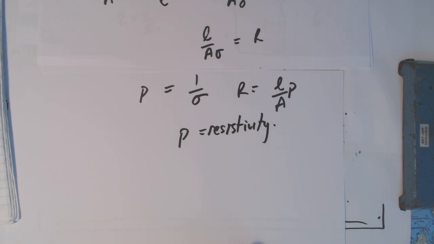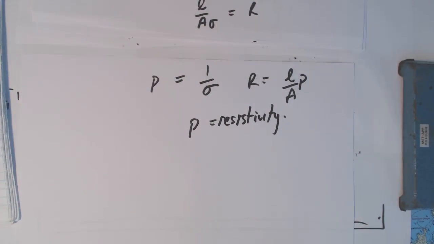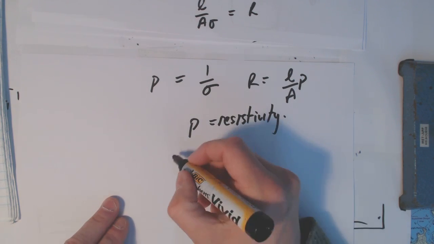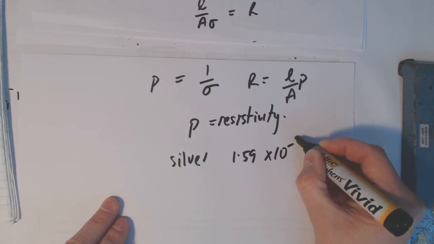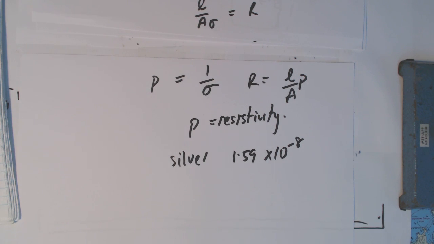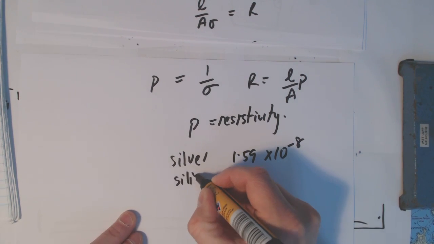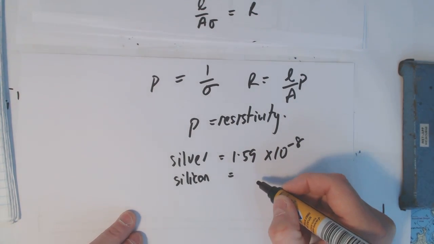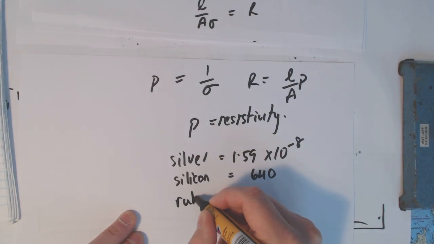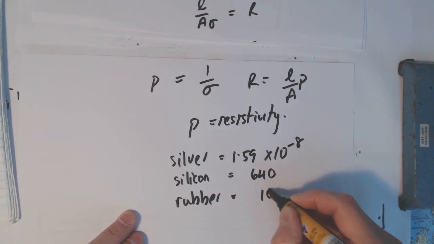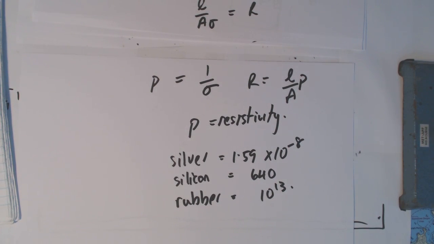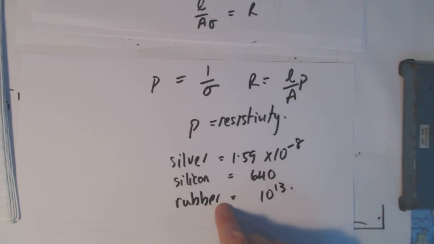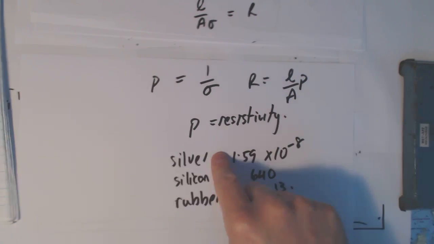And basically, we've got some very low resistivity values for things like silver. Resistivity equals 1.59 times 10 to the minus 8. That's a really little number. Look at silicon, a semiconductor, which has about 640. Look at rubber, our insulator, which has 10 to the 13. So between 13 and minus 8, there's 21 orders of magnitude of resistivity. That's why I'm safe with rubber and I'm not safe with silver, a conductor.